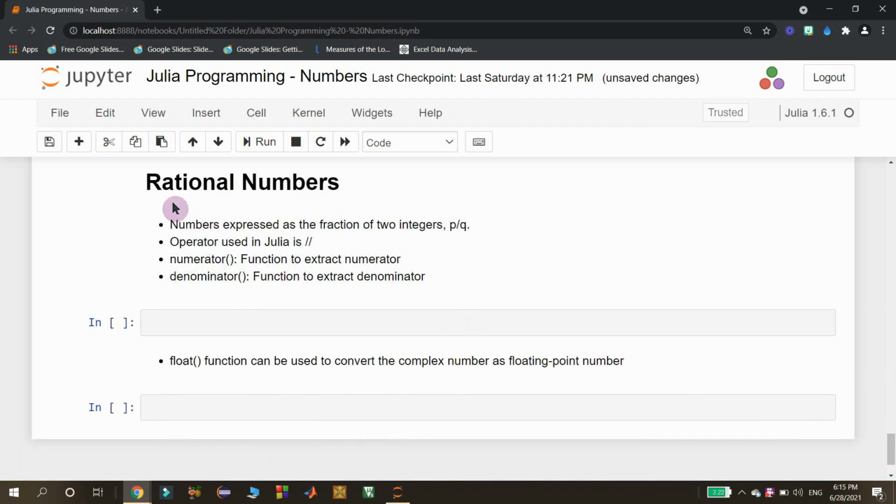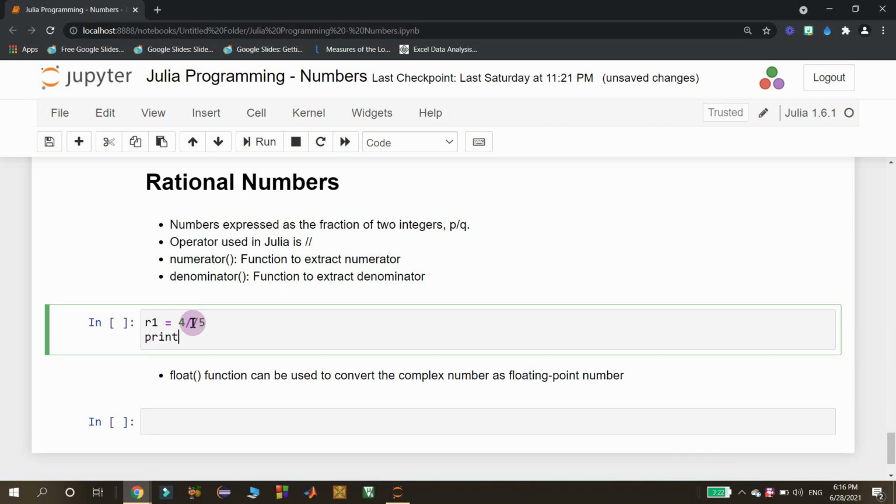So next I am considering the rational numbers supported by Julia, and you can represent a rational number in Julia by using the double forward slash as an operator. After that we can use the function numerator to extract the numerator value, that is p, and then we can use the denominator function to extract the denominator value, that is q. After having said this, I am going to consider some examples. I am considering a variable r1, then the rational number I am considering is 4 double forward slash 5, where the value p is 4 and q is 5.